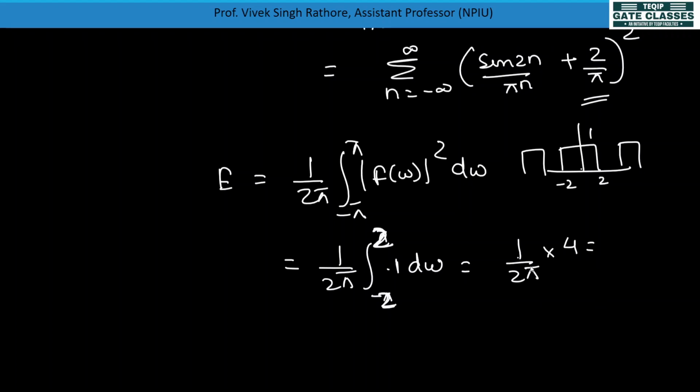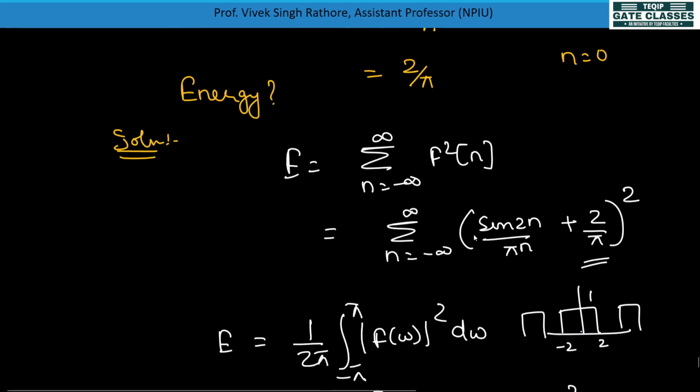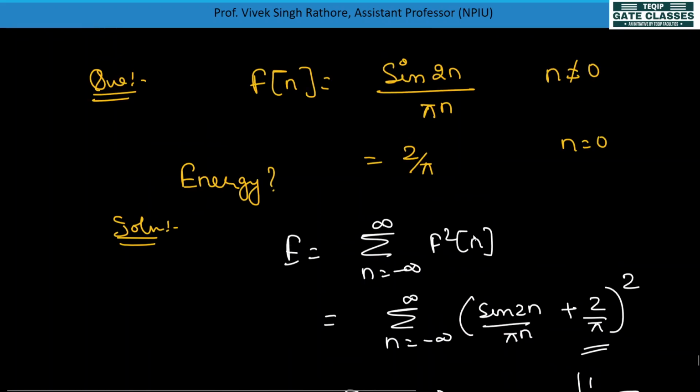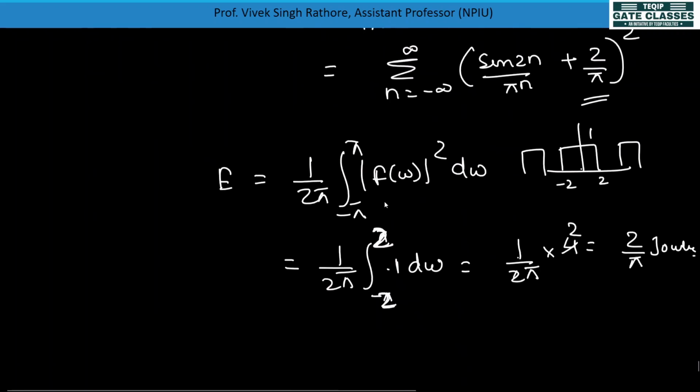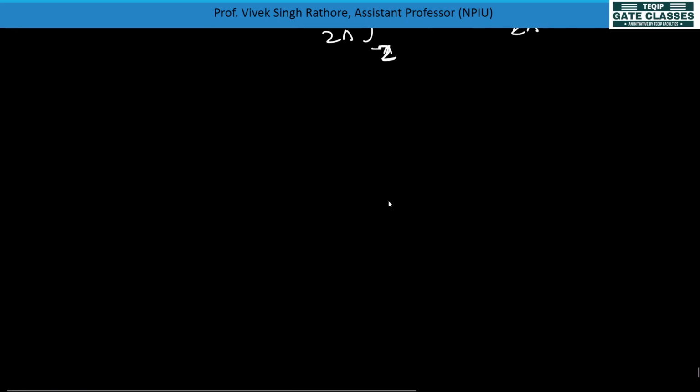So what we'll do, 2 by pi joule is the answer. Very easy, no problem with that. If you know the earlier questions, because we have seen this question from the earlier question only, it's very easy to solve.